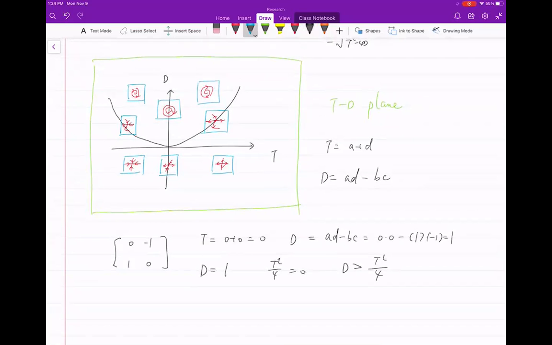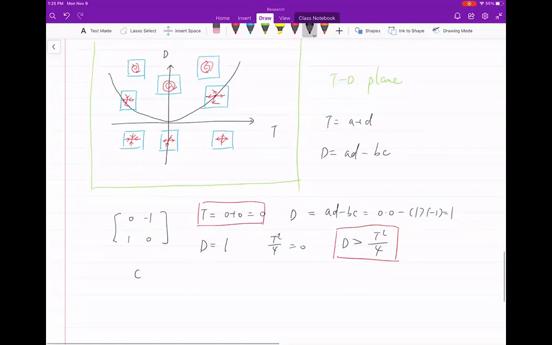Okay. So what do you have? You have D is bigger than T squared over 4. It's above the parabola. Number 2, your T equals 0. Therefore, it's going to be this case. You will have a center. If you want, you can do the full process, but basically you're just recreating the TD plane for just one picture.